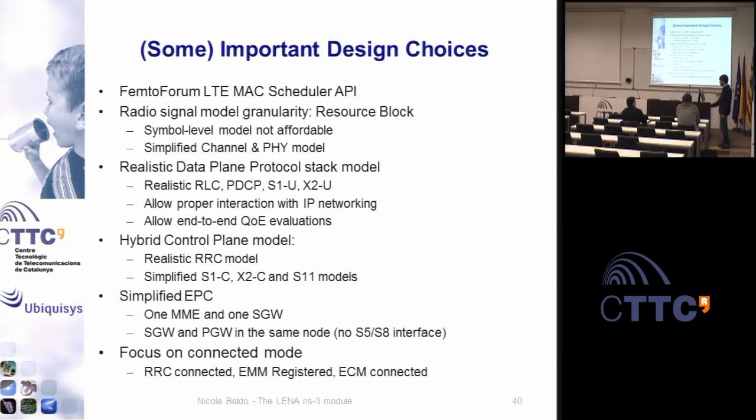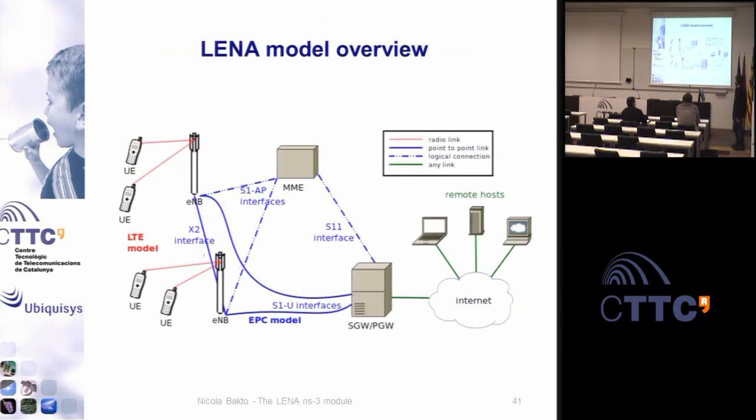And here is an overview of the system that we are modeling in the LENA project. And this is basically what I said before. So we have the one node that implements both the SGW and PGW. We can have several node Bs. In this picture you see only two, but they can be more. And then we have the X2 interface between node Bs, and the S1-U interface between each node B and the SGW, and the S1-AP between the node B and the MME.